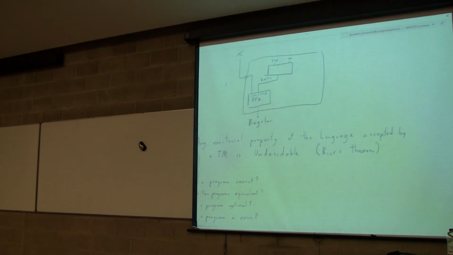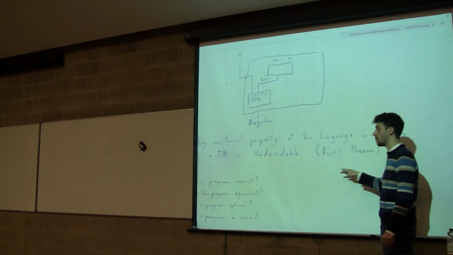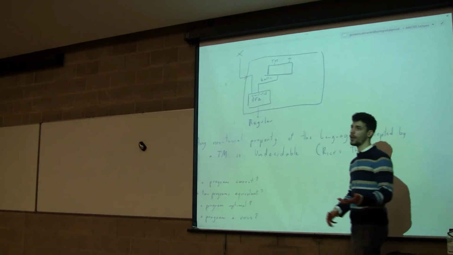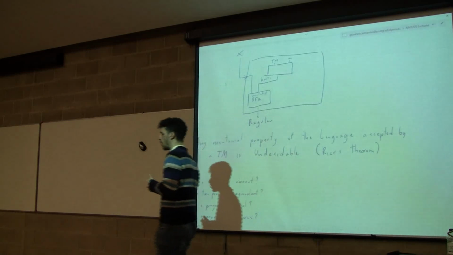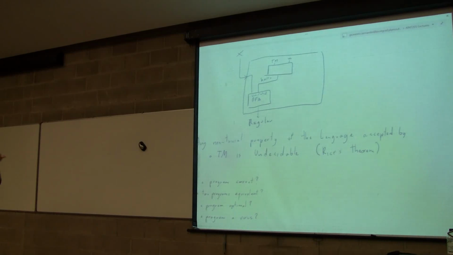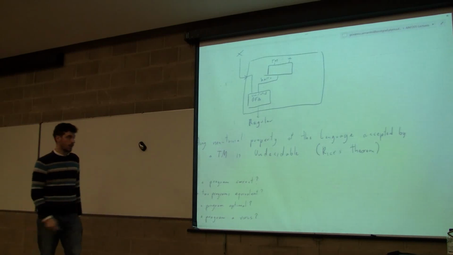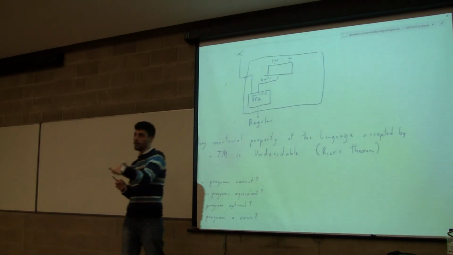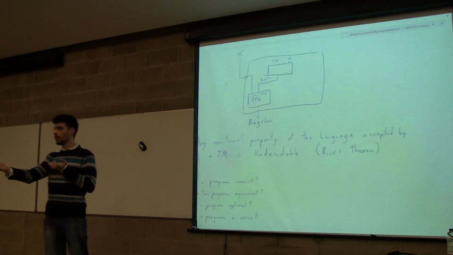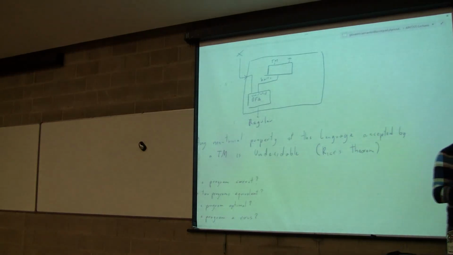And even more interesting is that any non-trivial property of the language accepted by a Turing machine is undecidable. What is a non-trivial property? A trivial property is some property that all Turing machines have, or none of them have. So it's trivial: either all Turing machines have it, or none of them do. A non-trivial property is a property that some Turing machines have, and some Turing machines don't have. And for all those properties, you cannot have a general algorithm.